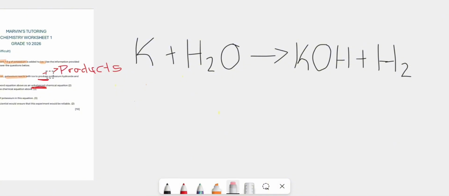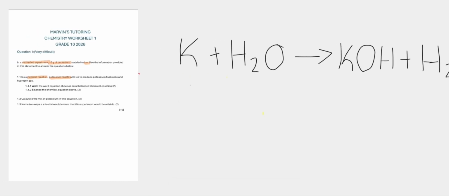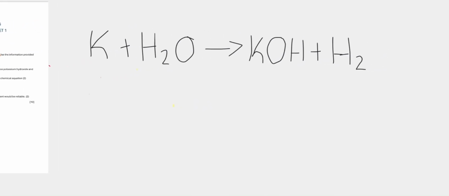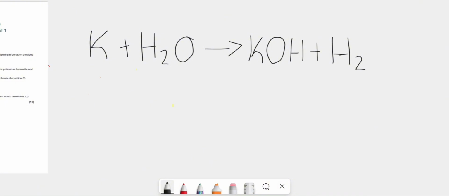Now, I'm just going to take something off so I have some space. Then we're going to look at our second question. Our second question tells us to balance the chemical equation above. Now, when they ask you to balance a chemical equation, I'm just going to do this with the same thing because they're asking us for the same equation to balance it. So I'm just going to use this one.